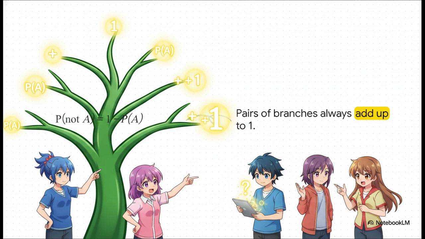As you're building your tree, you absolutely have to remember this golden rule. The probability of not A equals 1 minus the probability of A. In plain English, the probabilities on each pair of connecting branches must add up to exactly 1. Think of this as your built-in safety check during the exam. If your branches from a single point don't add up to 1, well, stop, pause, and go back because something's off.